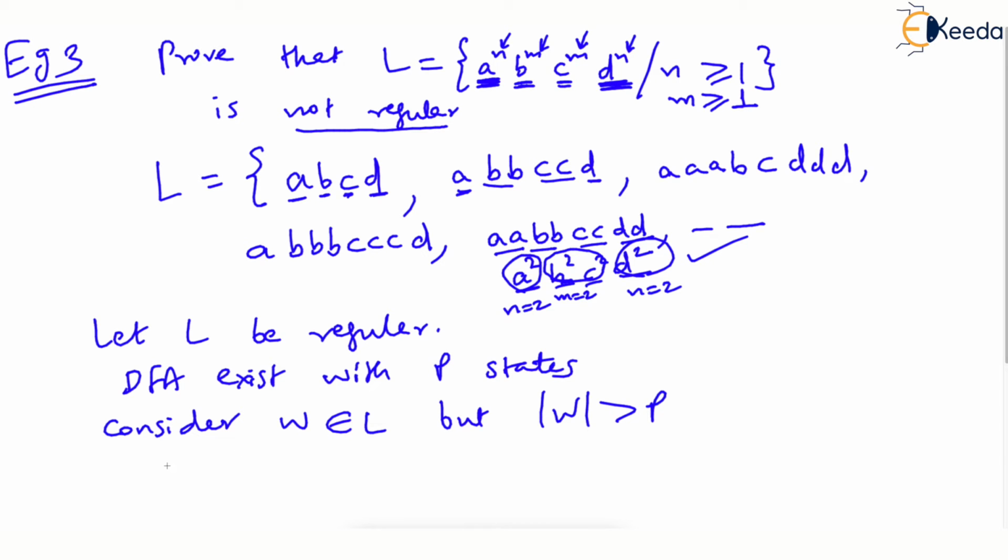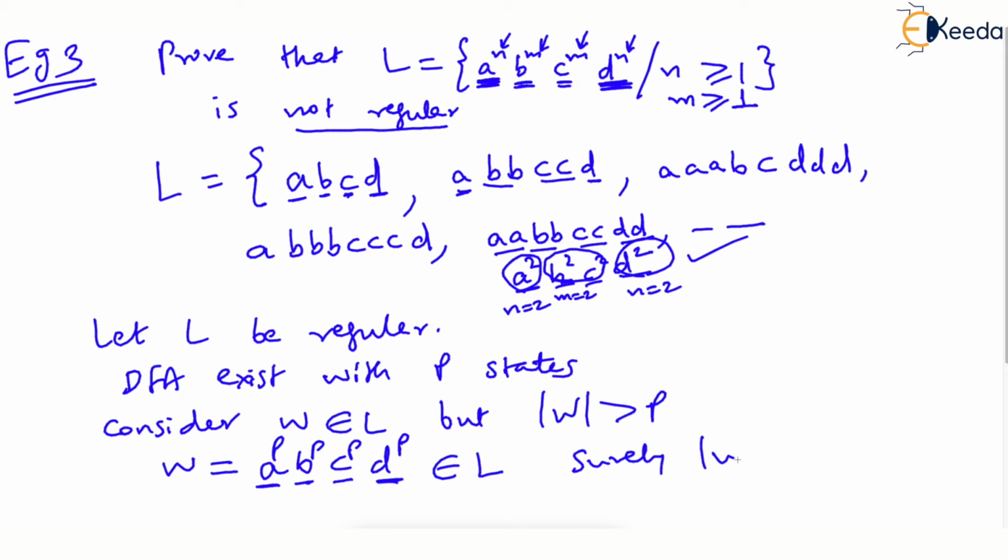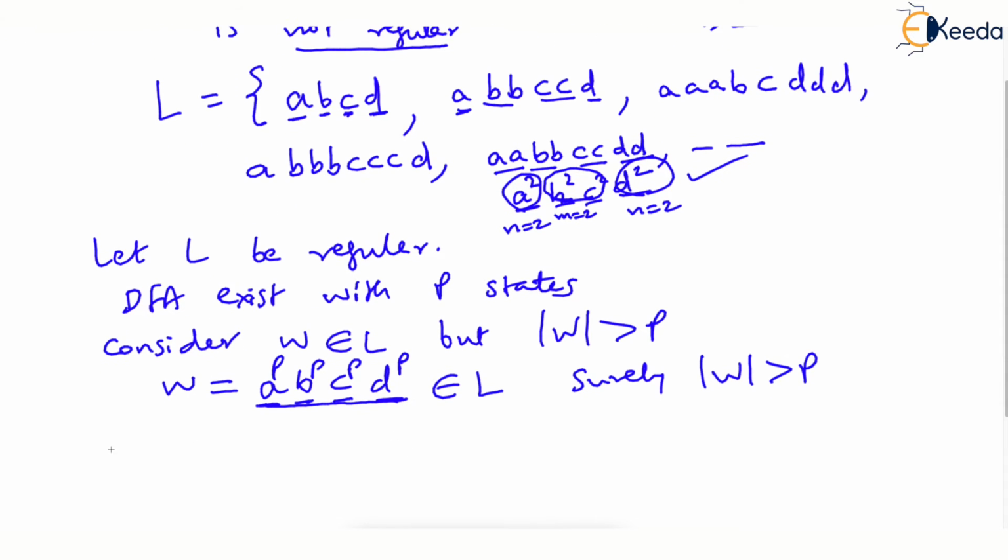You see, this can be one of the options that you can select: A raised to P, B raised to P, C raised to P, D raised to P. Tell me, aren't number of A's equal to number of D's and number of B equal to number of C? Yes. So this is element of L, and definitely, length of W is greater than P. Come on, length of this is 4 times P. And now we will decompose this string W into 3 parts, X, Y, Z. But remember, the condition was length of XY should be less than or equal to P. It can't be greater than P, and length of Y should be greater than 0.